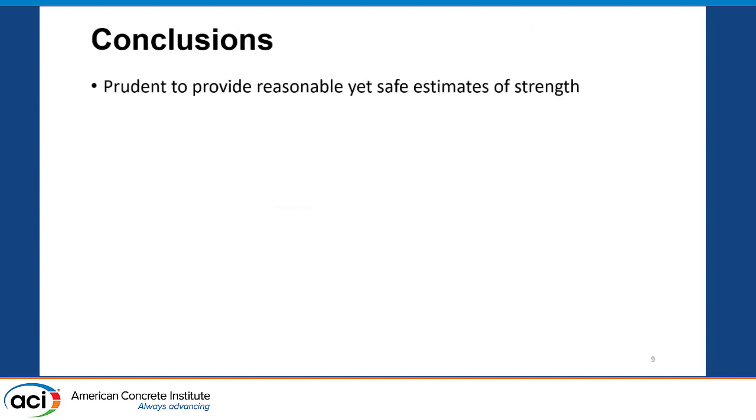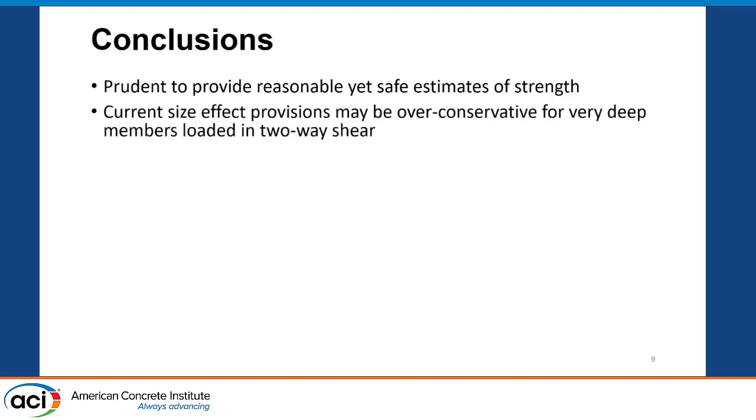So just to summarize everything, it's prudent to provide reasonable yet safe estimates of strength. We want to be safe, obviously, but if we have too high of a factor, then it can lead to inefficient designs. So we always want to be pursuing the most reasonable yet safe approach. The current size effect predictions appear to be over-conservative for very deep members loaded in two-way shear based on this limited number of tests. We obviously do think more tests are always warranted.